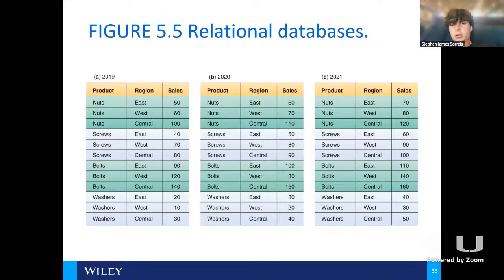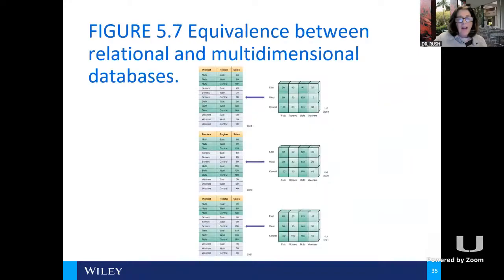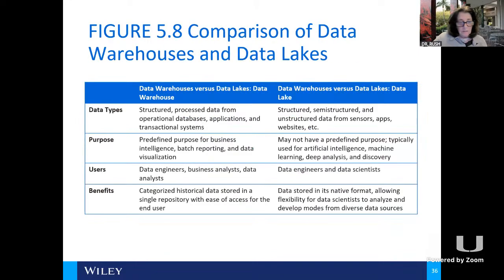I'm not sure. I think you do. What do I have? I have product. Is there anything unique here? Any row? I have product: nuts, screws, bolts, and washers. That's not unique. Region: east, west, central, east. No. So in this case, I do not have a primary key.